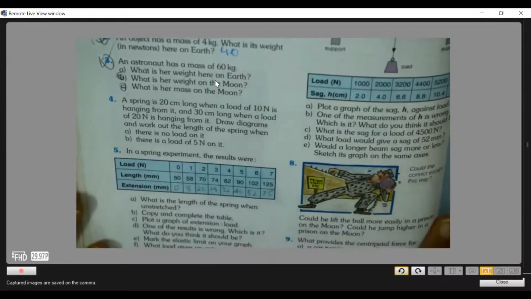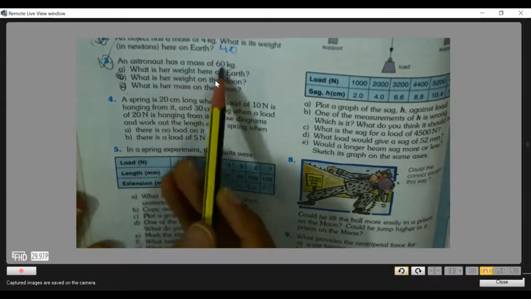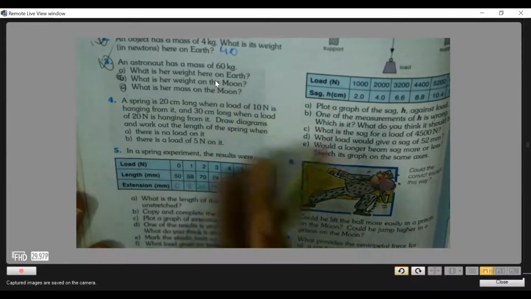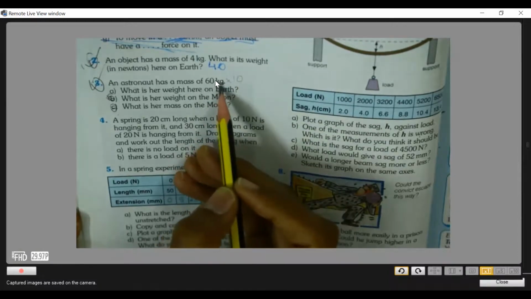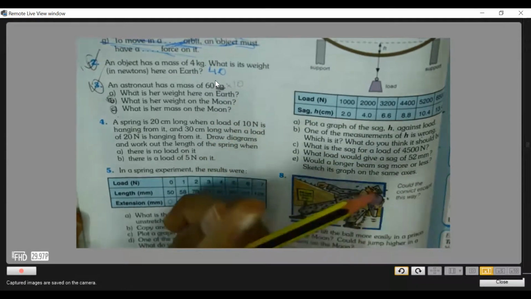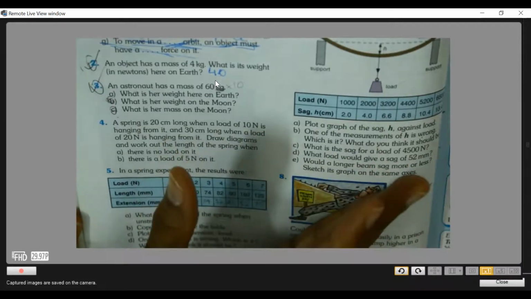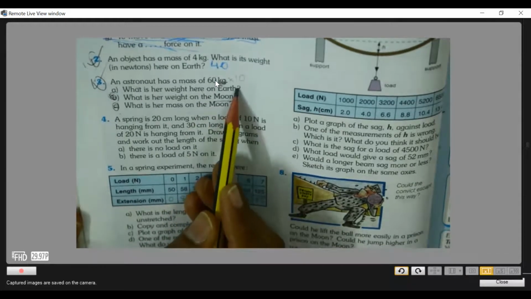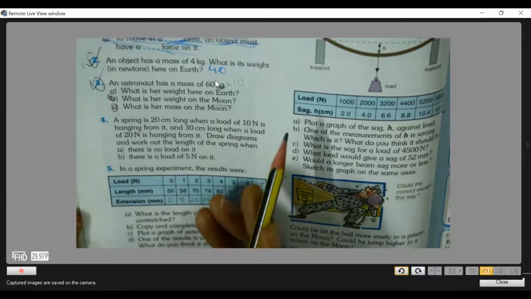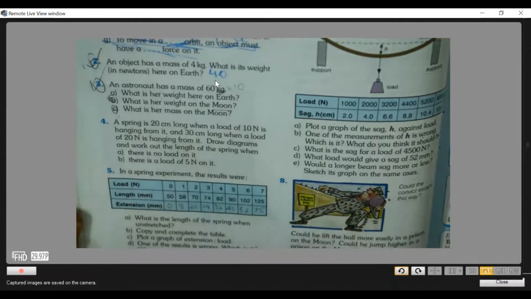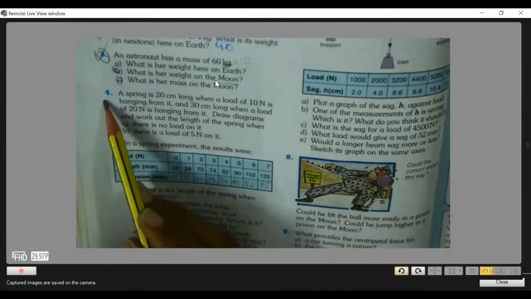They're easy, right? Sidra, what is her weight on Earth? Just multiply the mass by 10. Remember, only if the unit is kilogram do you multiply by 10. If you get it in grams, you will have to convert it into kilograms first before multiplying by 10. So just take care of the units. Okay, what is her weight on the moon? Divide the Earth's value by 6 because the gravity on the moon is 1/6. What is her mass on the moon? The mass is going to stay the same, right? So let's not waste our time on this. Let's move on to question number 4.